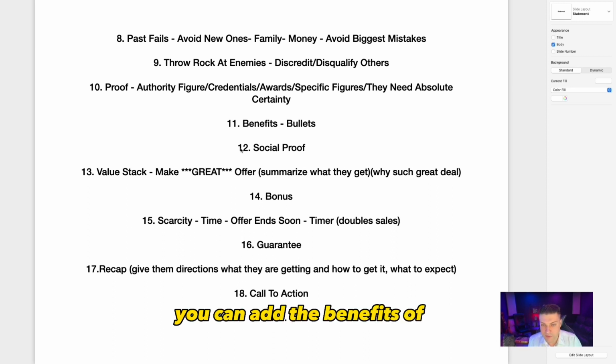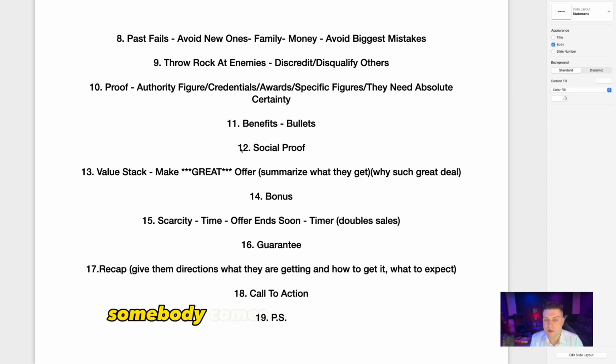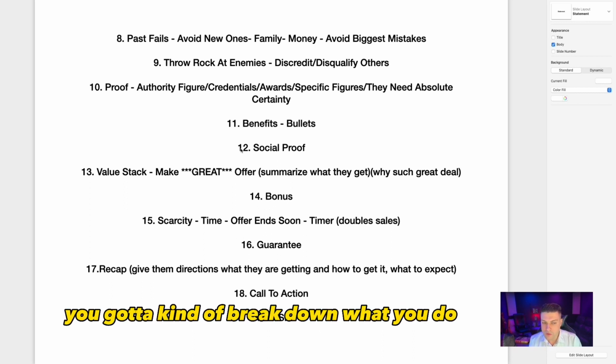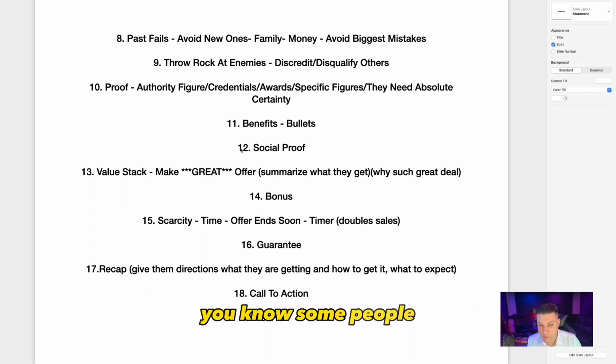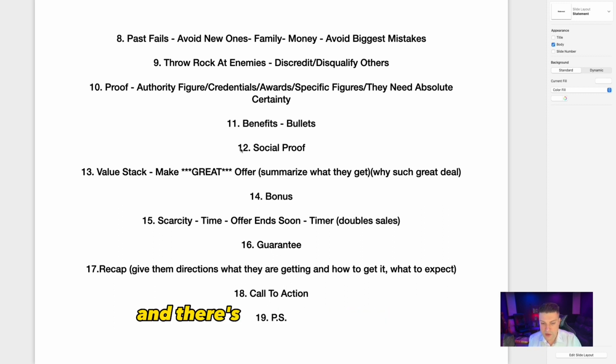You can add the benefits of it. You get a salesman that helps you out, somebody that comes to pick you up. Whatever it is, you've got to break down what you do and make. Some people sell one product and there are other parts that go with it, and some people sell those parts. You may just offer them in a value stack, list how much they're worth, or maybe you do have a bonus and you're giving away a few other things with it.